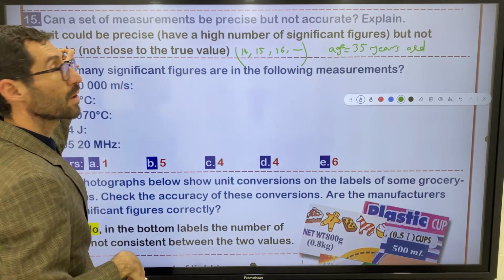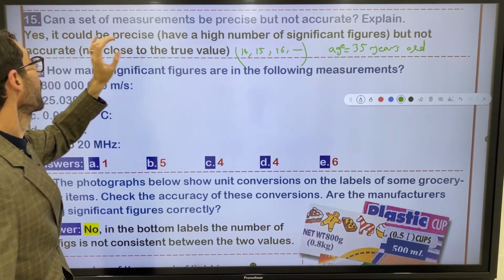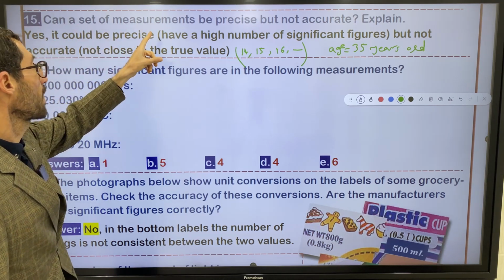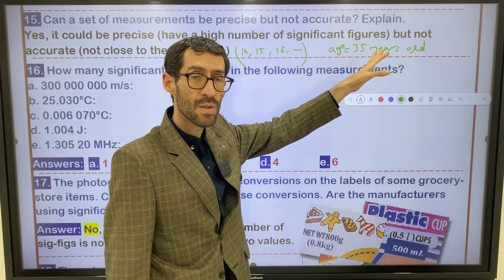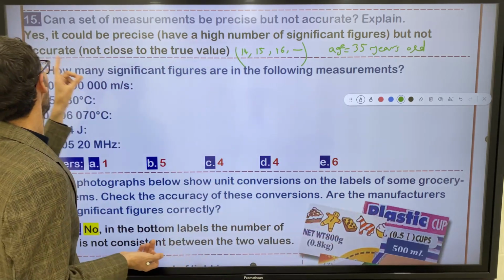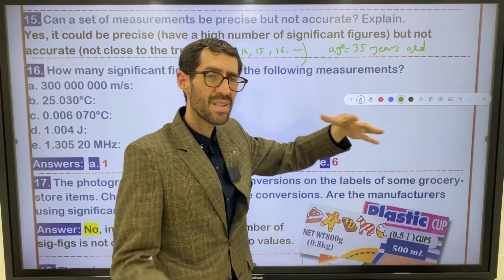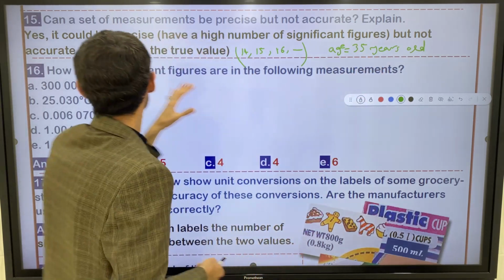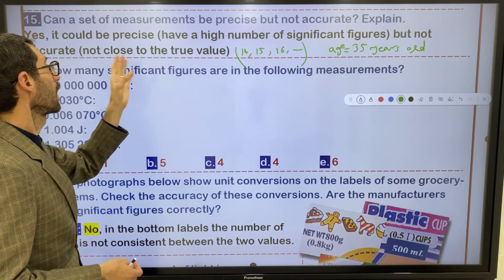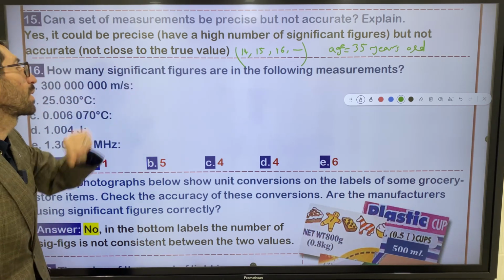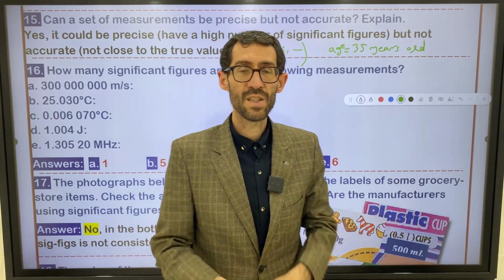Let me read the question again, and read the answer for you. Can a set of measurements be precise but not accurate? Yes, it could be. It could be precise, meaning they are close to one another, but not accurate, meaning they are not close to the true value, or the main value. Actually, that's all for this lecture.